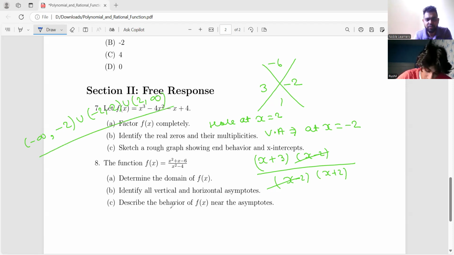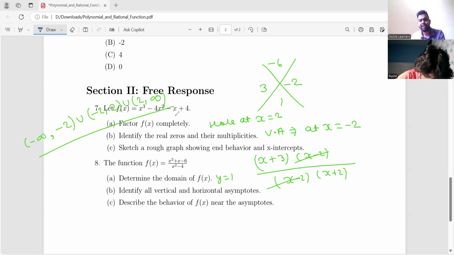So vertical, okay, horizontal asymptote also they're asking. So that's simple, y is equal to 1, right? Because the degrees of both the numerator and denominator are 2, you divide the leading coefficients and you get 1. Because both of them are second degree. So this is how we are doing.